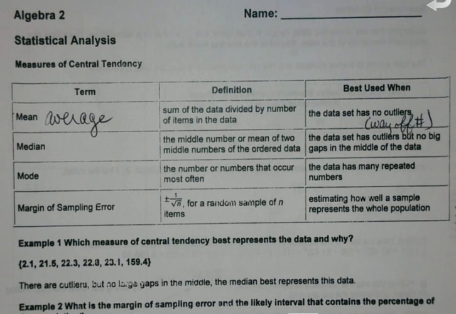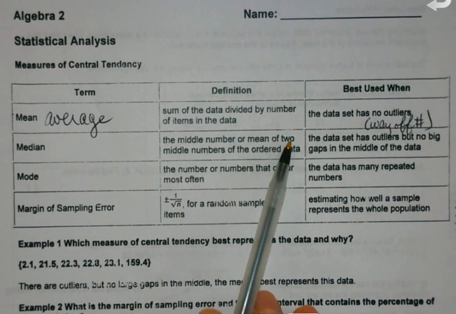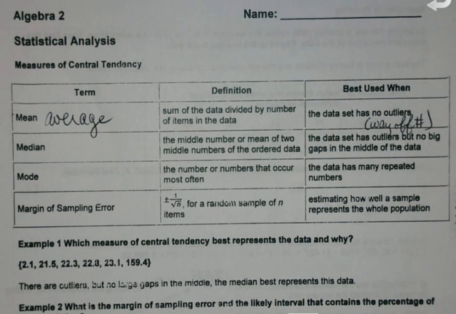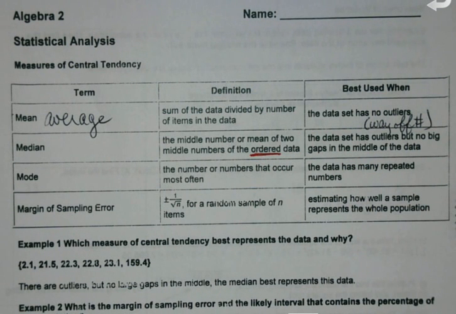So if you have a bunch of numbers that are pretty close together, using their mean or their average would be the best route. Median is the middle number, or the mean of two middle numbers, of the ordered data. Ordered again means least to greatest. So if you get a list of numbers and they're not in numerical order, if you're trying to find the median, that's your first job. You have to get them in order, otherwise you won't end up with the median.